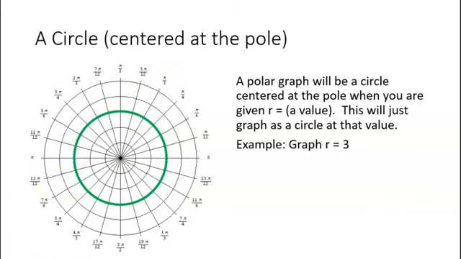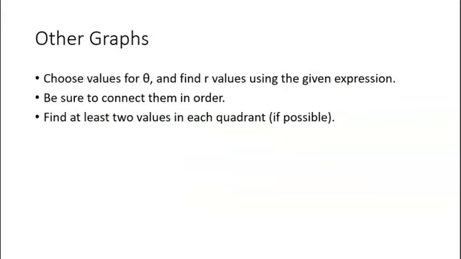Now, there are ways to get other graphs, and the first way that we're going to talk about is using a table of values. So in a table of values, you're going to choose values for theta, and then use the expression that they give to find the R values. And you want to be careful to connect these in order, because otherwise your graph will not look correct. And then you also want to find at least 2 values in each quadrant.